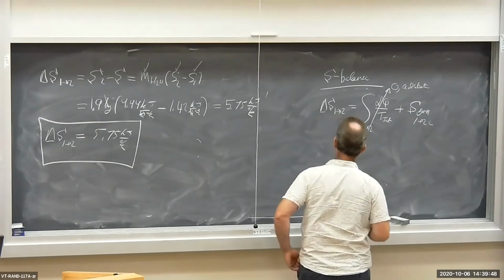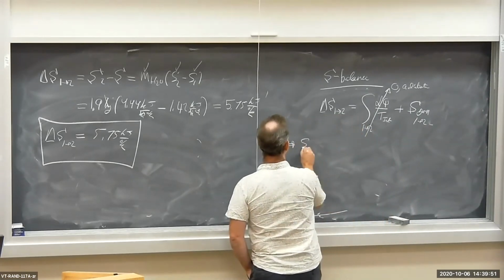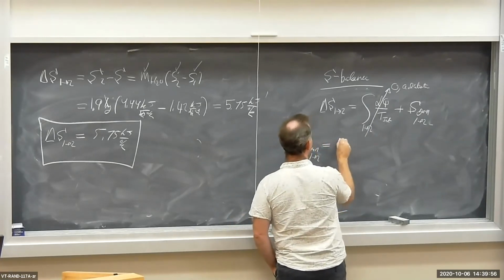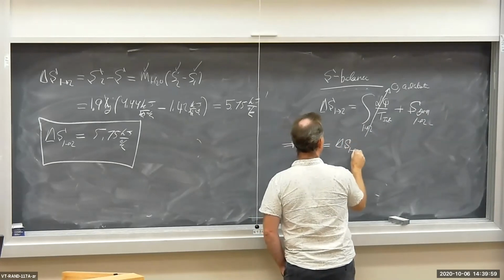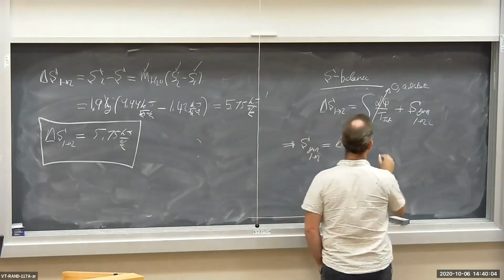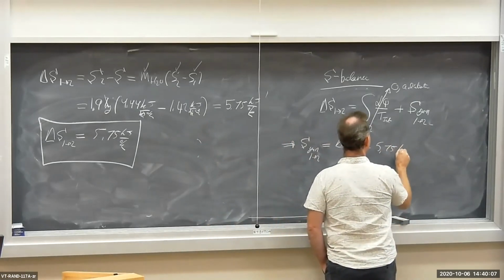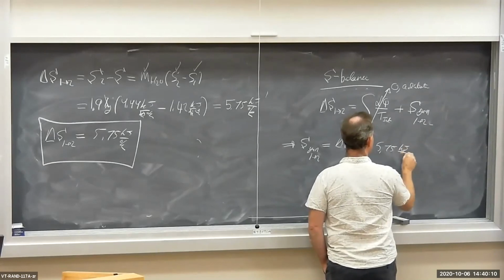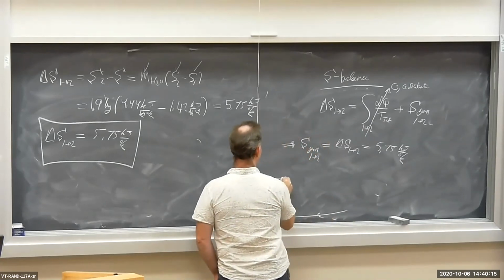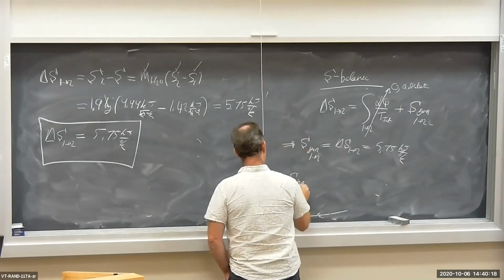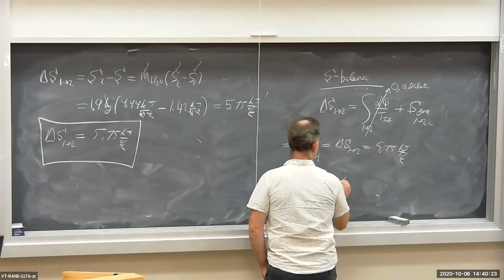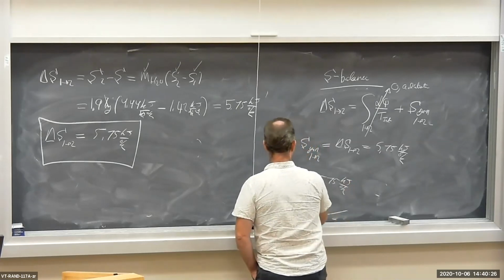Let me flip the equation here. So this implies S generated for the heating process is equal to the change in entropy of the system. We have the change in entropy of the system. It's 5.75 kilojoule per degree Kelvin. So S gen from 1 to 2 is 5.75 kilojoule per degree Kelvin, okay?